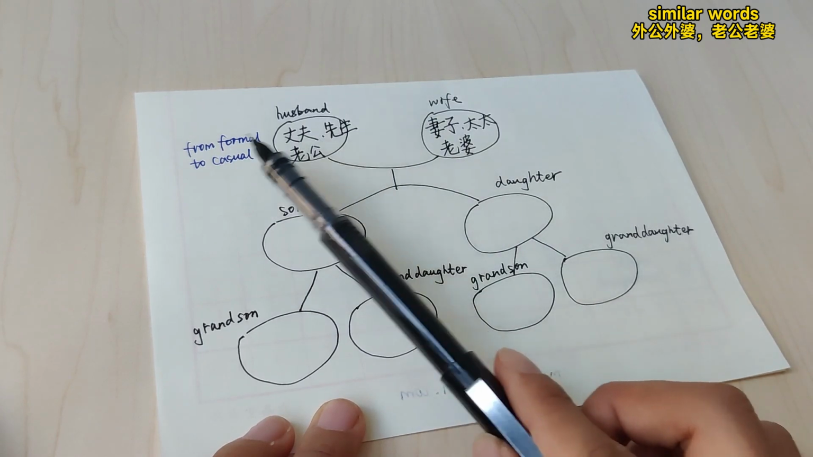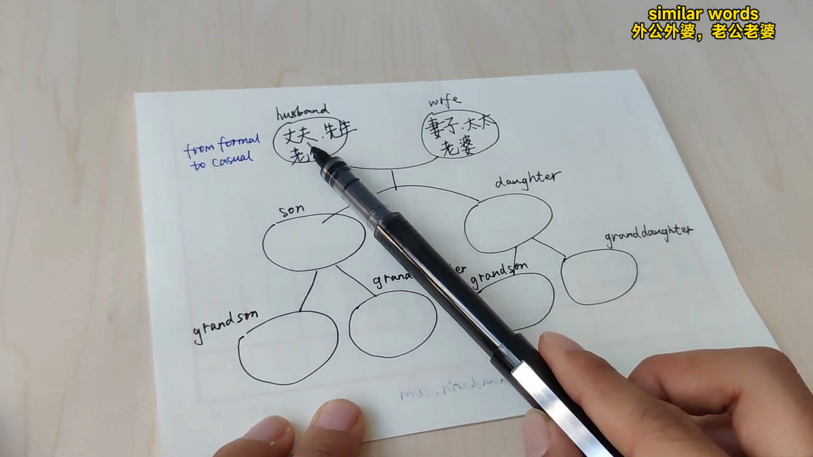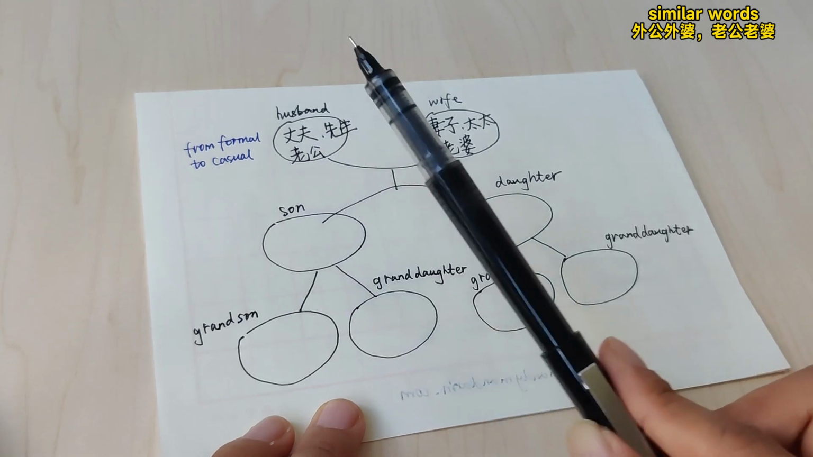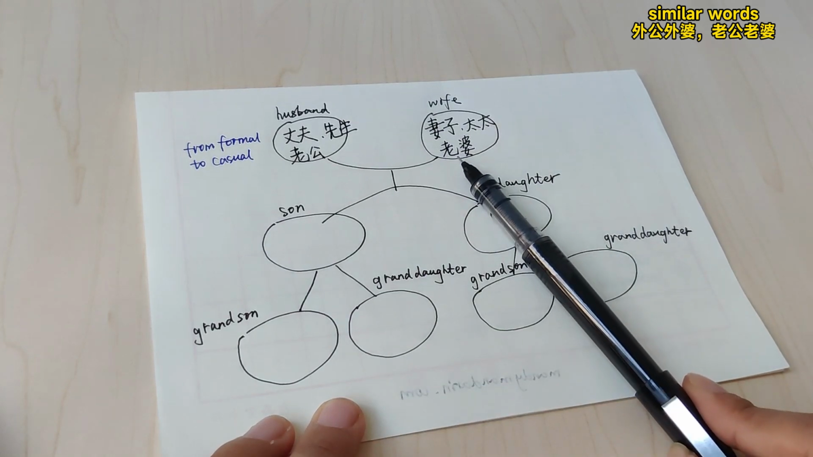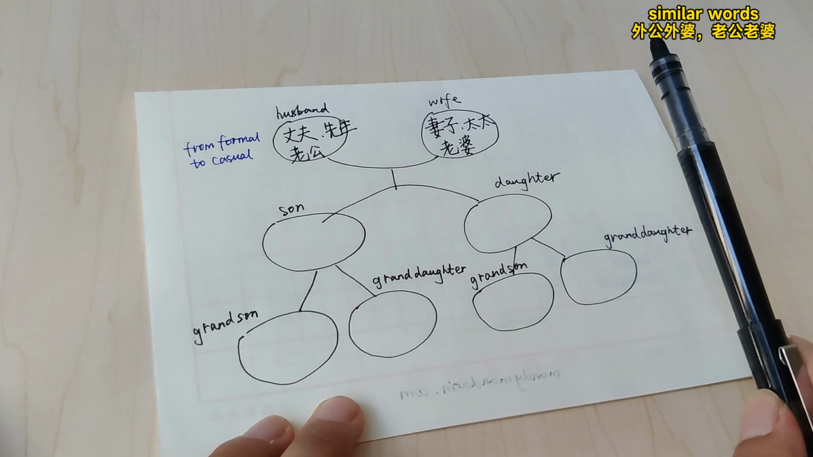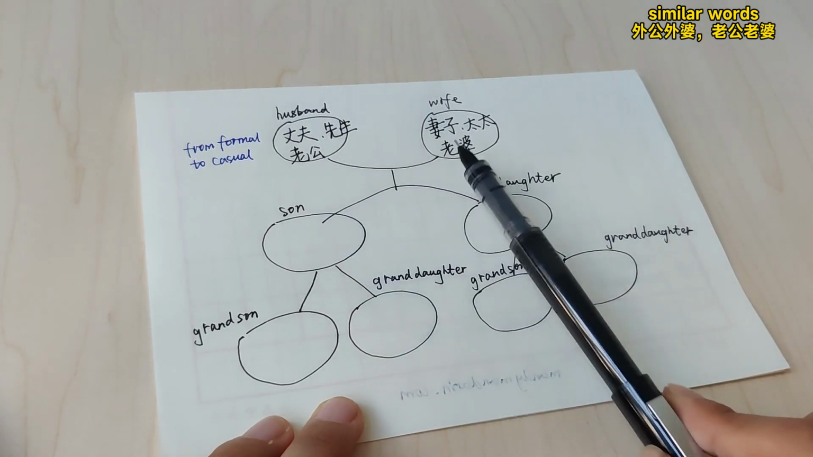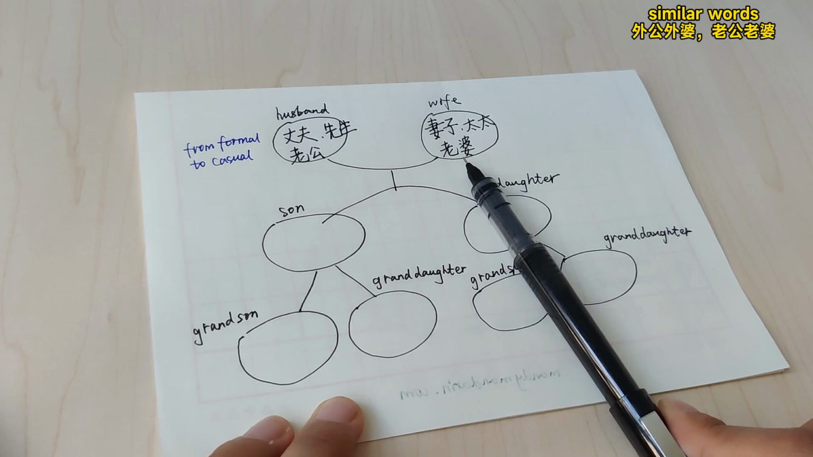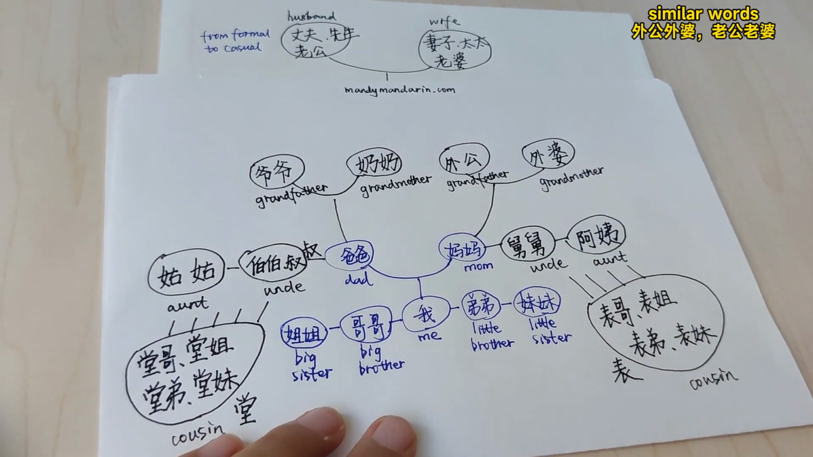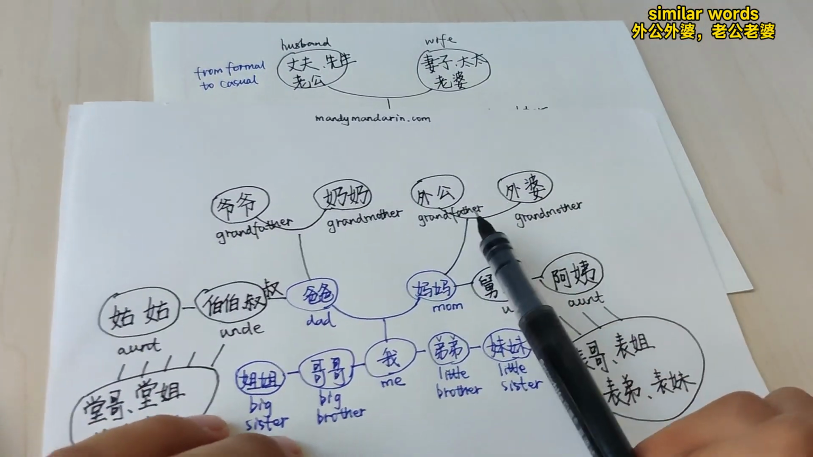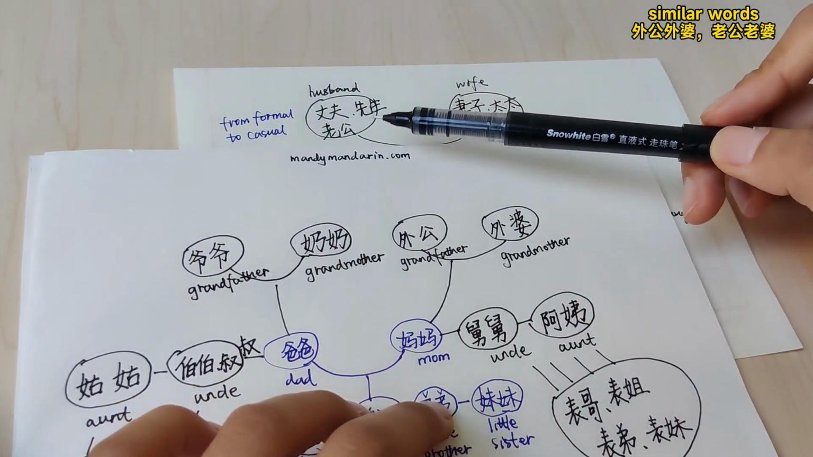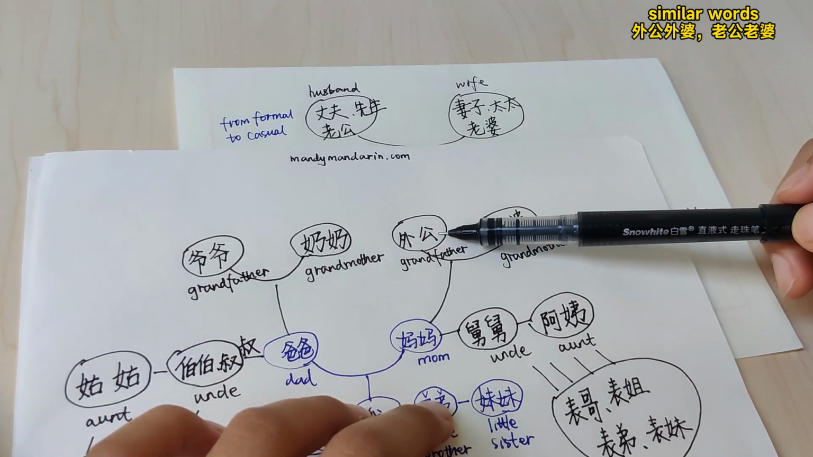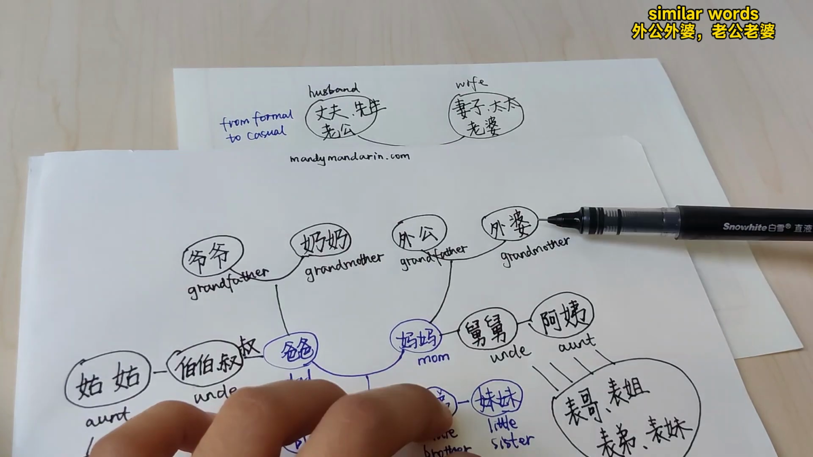The words for husband from formal to casual, that would be 丈夫, 先生 and 老公. And for wife, from formal to casual, that would be 妻子, 太太 and 老婆. So some of you might notice the last 2 words are kind of similar to the words we learned from the last video. Here's the family tree from last video. That would be 外公 and 外婆. See? Can you see the similarity over here? Here's 公 and here's 公. Here's 婆 and here's another 婆.